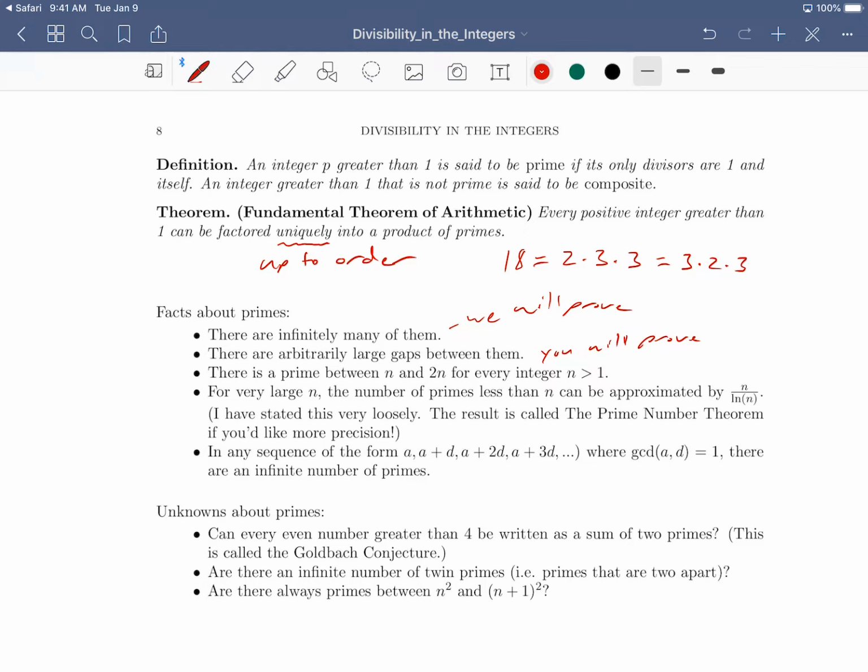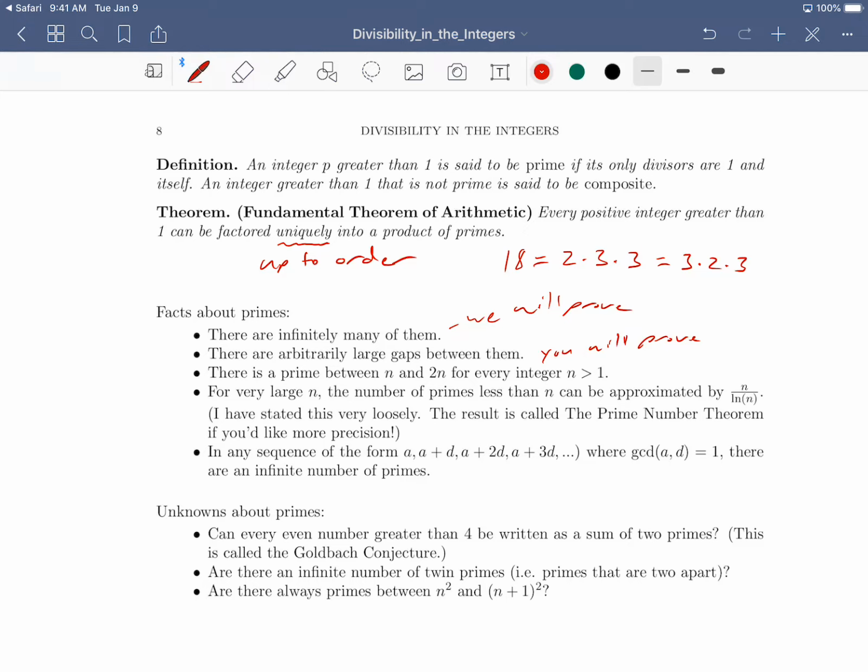2 apart. So this one, there was sort of a recent development, and again, I'll post a link to an article about this. A man in New Hampshire took a step toward proving this. It was not exactly twin primes, but that there are an infinite number of primes that are some other big number apart. All right, and then last, another thing that we don't know is whether there are always primes between n squared and n plus 1 squared. So this one, again, no one has been able to prove or disprove this.